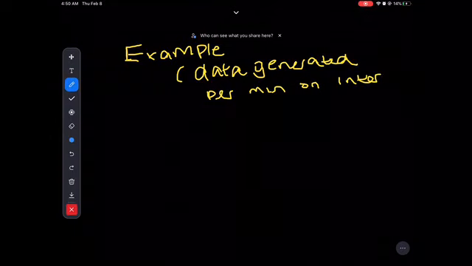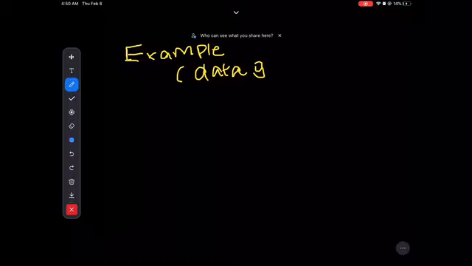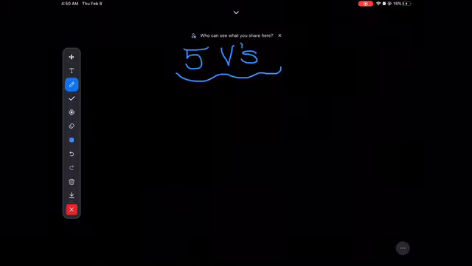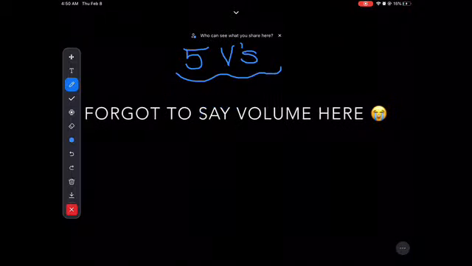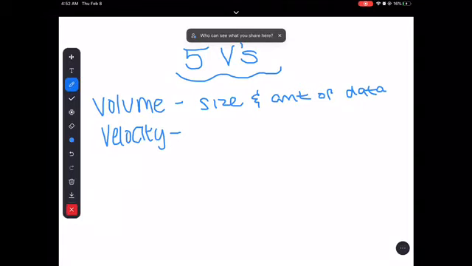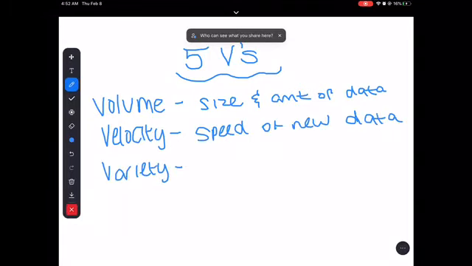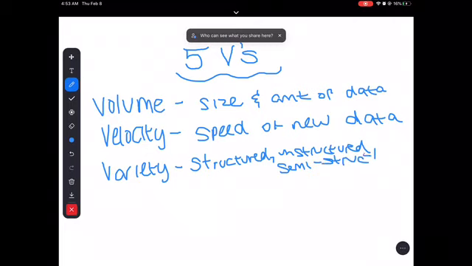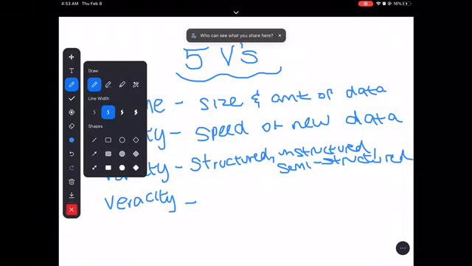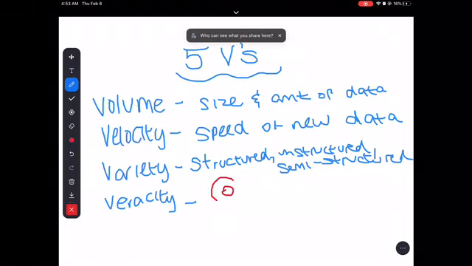But how do we identify whether something is big data or not? We can do this through the 5 V's, which include volume, the size and amount of data collected per second; velocity, which is the speed at which new data is generated; variety, the different types of data, which can include structured, unstructured, or semi-structured; and veracity, the reliability and the accuracy of the data.